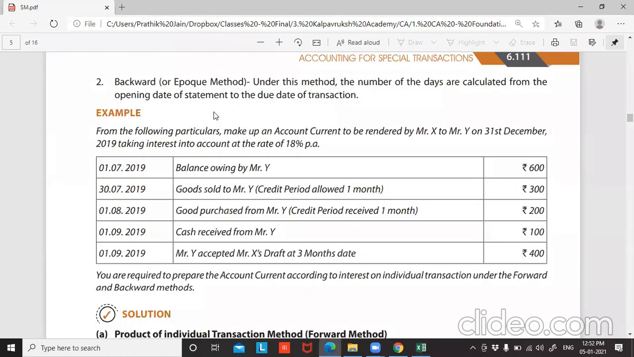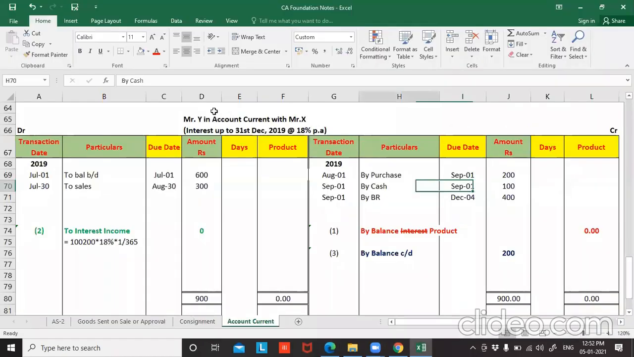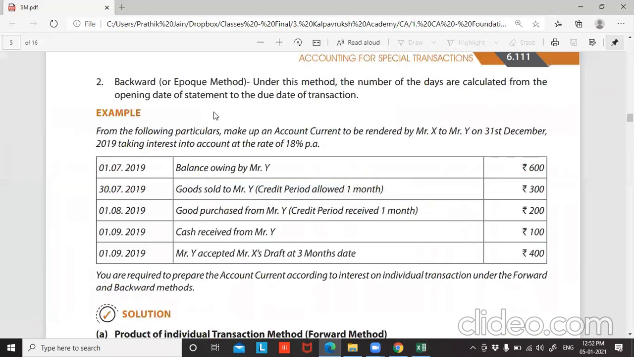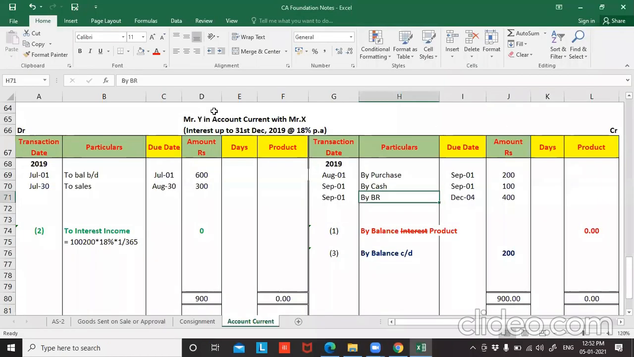It says that Mr. Y accepted a draft of Mr. X, by bills receivable. So this bill is issued on September 1. And the due date we calculated, including the 3 grace days, is supposed to be December 4. And the amount is 400, guys. Please note down till this. I'll proceed forward after that. Till this, it's done, guys.